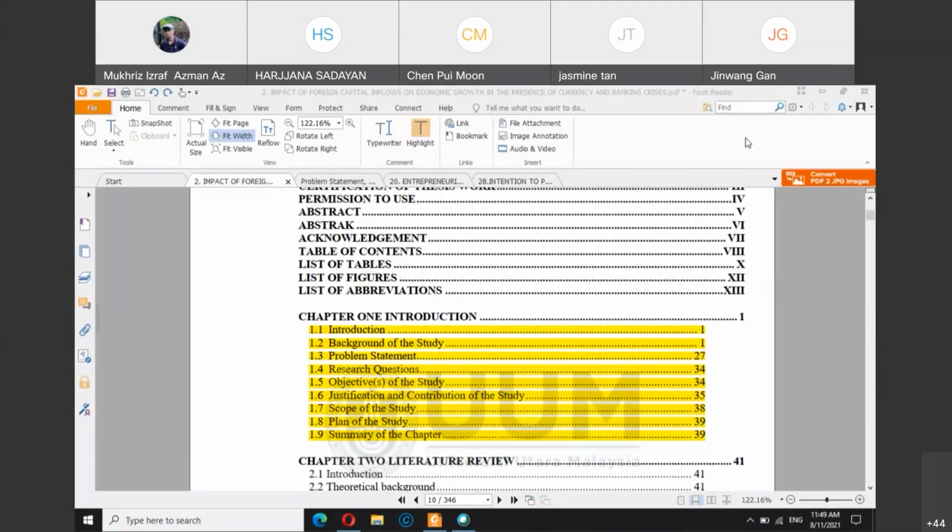So it all depends on the topic that you are doing. But I think many groups will be focusing on UUM as their focus or samples. The focus of the research will be based on UUM students. So that should be reflected in the background and also in the problem statement as well.